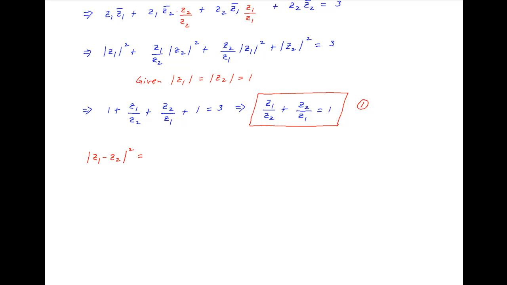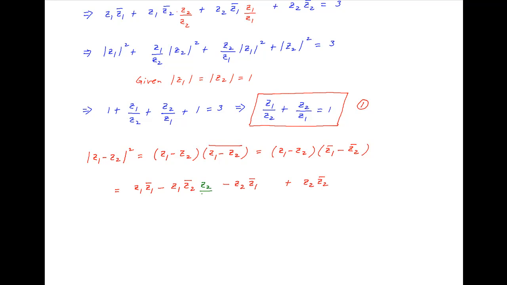Now the square of the absolute value of z1 minus z2 is equal to the product of z1 minus z2 and its conjugate, and this is equal to z1 minus z2 multiplied by the conjugate of z1 minus the conjugate of z2. Opening this up, we get z1 times the conjugate of z1 minus z1 times the conjugate of z2 minus z2 times the conjugate of z1 plus z2 times the conjugate of z2.